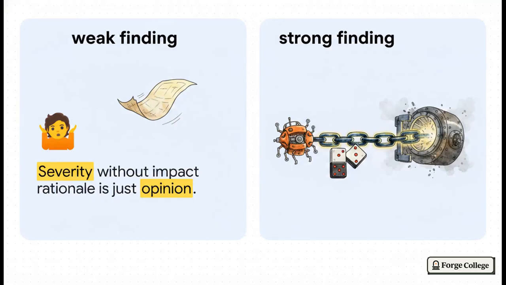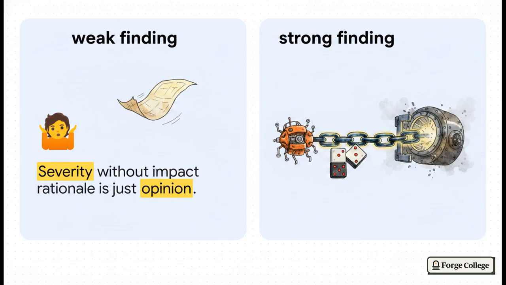Let's look at how this builds into an actionable report by comparing a weak finding to a strong one. First off, a weak finding provides severity without impact rationale. If you just hand them a paper and say, hey, this is a critical bug, that's just your opinion. It lacks any real weight.